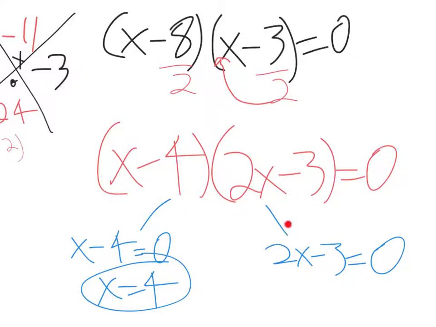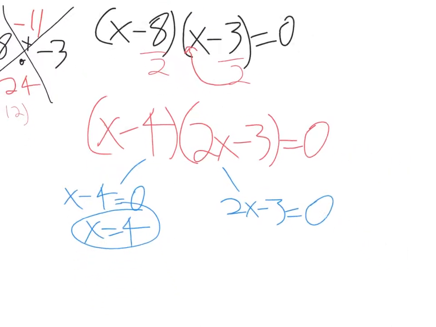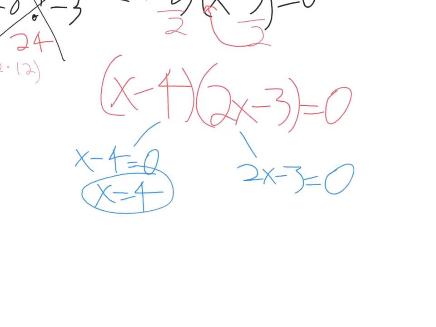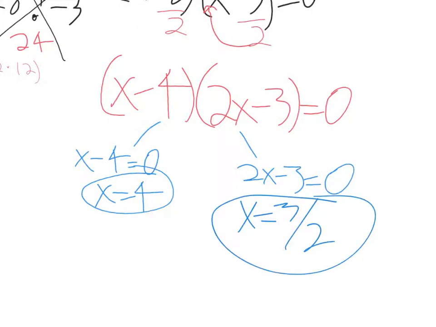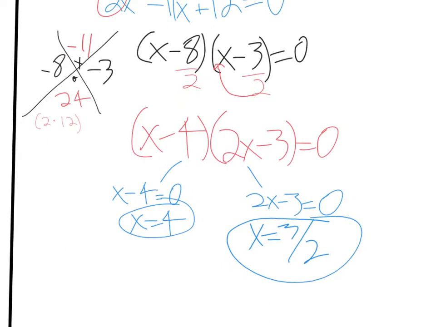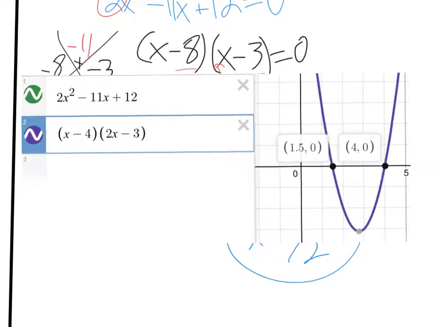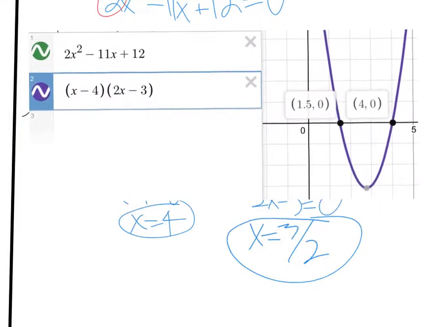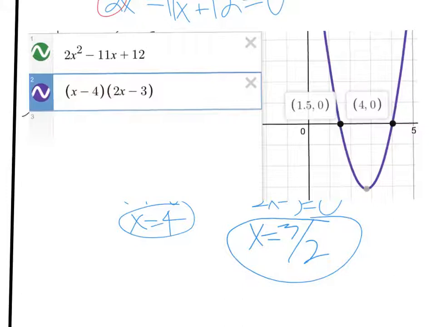As long as you have it set up like this, you can just pretty much say x equals 3 over 2 just by looking at the above equation. So these are my two answers: x equals 3 over 2 and x equals 4. I always encourage you to check your work by graphing. So here's a screen grab from the same graph from earlier, just with the x-intercepts labeled. You see I got 1.5, which is what 3 over 2 is in decimal form, and then 4 comma 0 is the other answer.